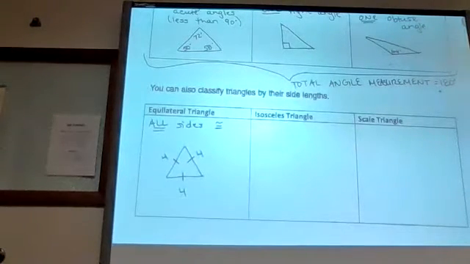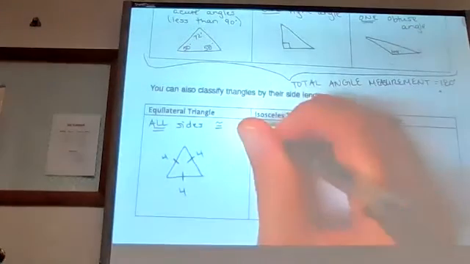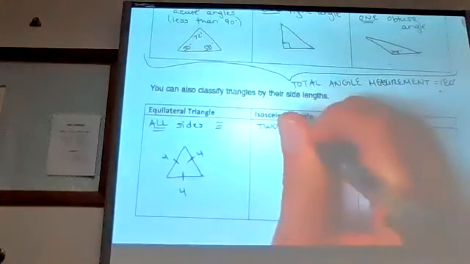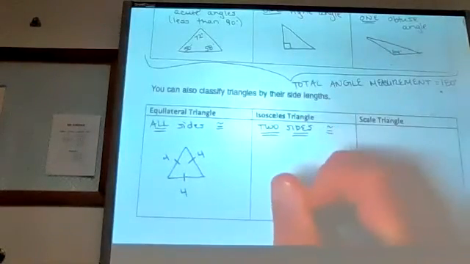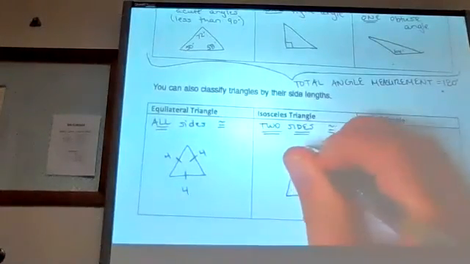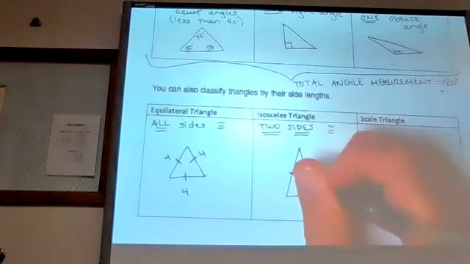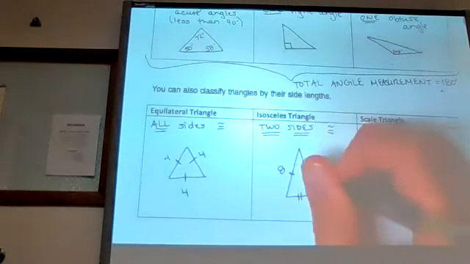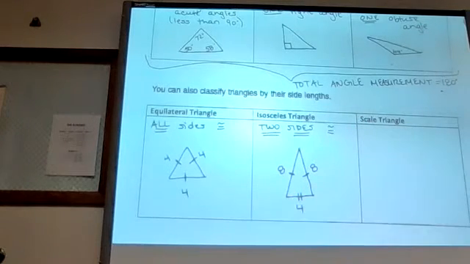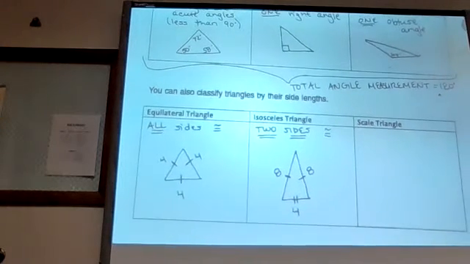What's an isosceles triangle? Anyone know? Yeah, right. 2 sides that are congruent. Here's an isosceles triangle. So maybe this side is congruent with this side, but this side's a different length. Maybe this is 8, and this is 8, but this length is 4. Our isosceles triangle, 2 sides are congruent, the third side is not the same length.